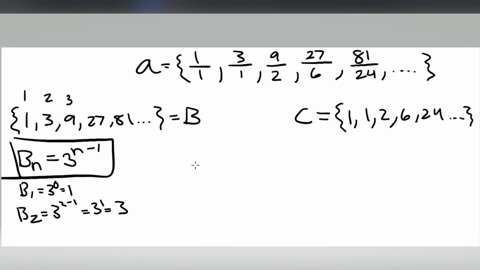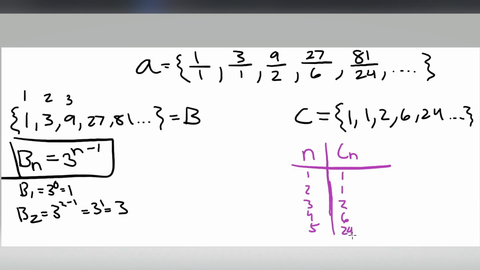All right? Now for our bottom pattern, we see this sort of random arrangement of numbers here. So let's try to make some sense of this. Now I can't really see a concrete pattern here, as I can see here with a times 3. So I'm going to write out a chart. N, and this will be C of n, right? Because this is our C table. I have 1, 2, 3, 4, 5, and 1, 1, 2, 6, 24.